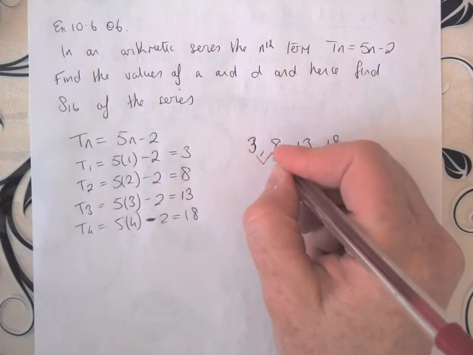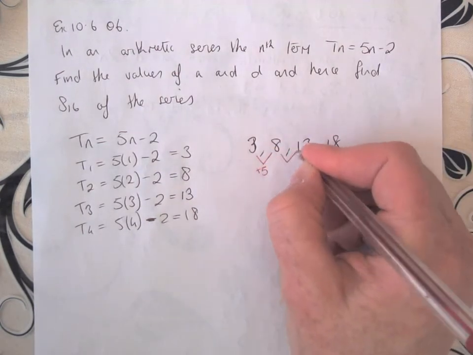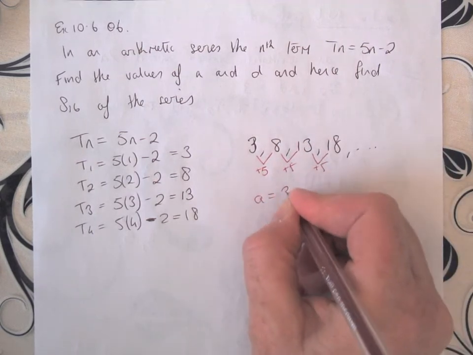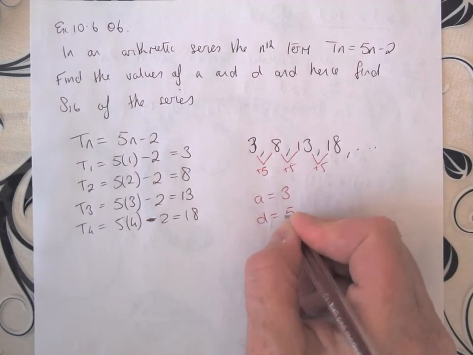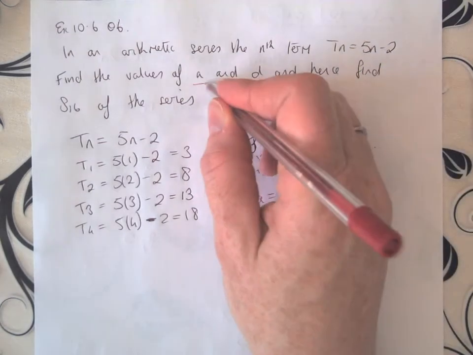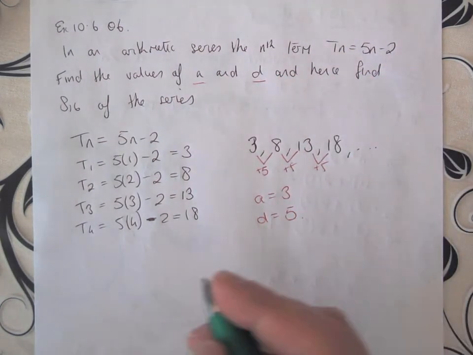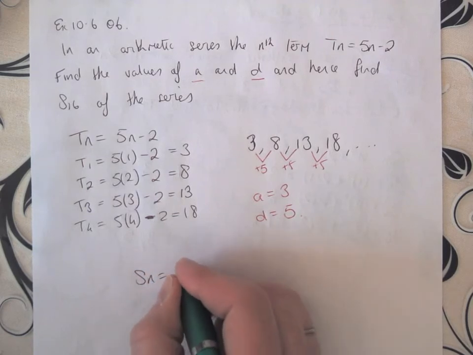Okay, what do I do here? I add 5. What do I do here? I add 5, add 5. So a is equal to 3 and d is equal to 5. So that was the first part, find a and find d. Hence find S16. So that's just your formula.